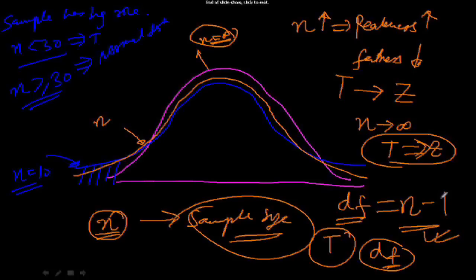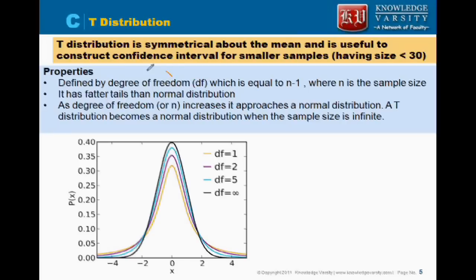Okay, so as of now, just remember that degree of freedom is sample size minus 1, and as your degree of freedom increases, the t distribution will become more peaked and the tails will become less fat. So degree of freedom is equal to n minus 1, where n is the sample size. It has fatter tails than the normal distribution. As degree of freedom or n increases, it approaches the normal distribution.